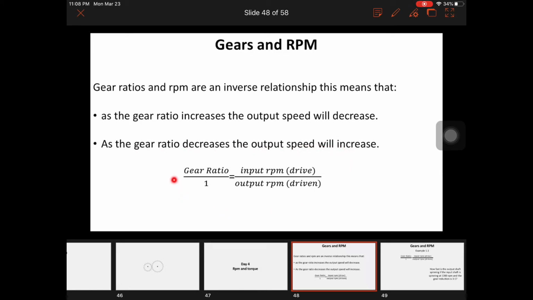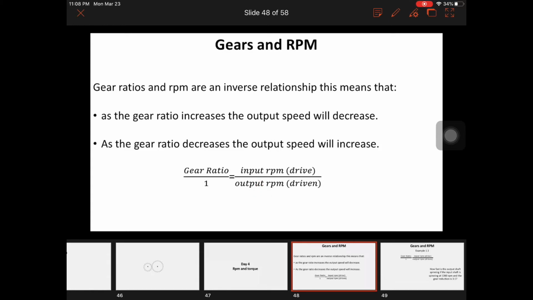So our formula to find this is pretty similar to what we've been doing. So we are going to do our gear ratio, but the difference is our input RPM is our drive, and our output RPM is our driven. So what we have to realize is that when we were doing just the gear ratio, it was driven over drive. But when we are actually finding RPM, it is drive over driven. So that's the key. That's what you got to remember, okay?